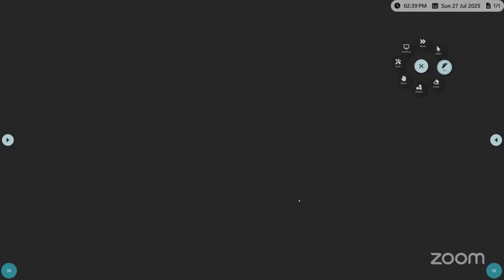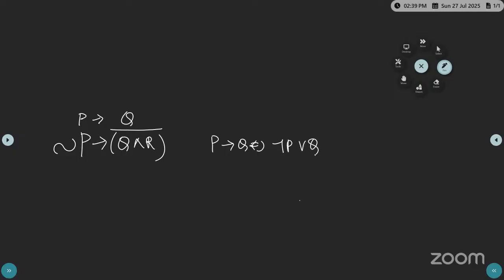Negation of what question? Negation of P implies Q and R. Here remember that you cannot distribute implication. Now you have to consider this as P implies Q, and all of this as Q. Clear? So what will you get here? What is the formula for P implies Q? Negation P or Q. So this is P and this is Q. So what will happen? Negation of negation P. I am removing this one. Negation P or this is Q.